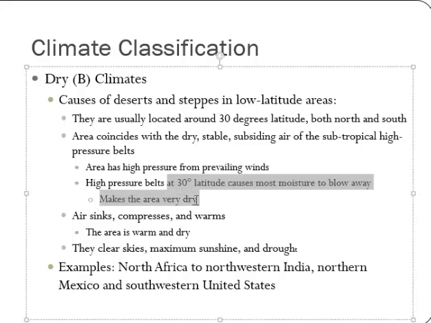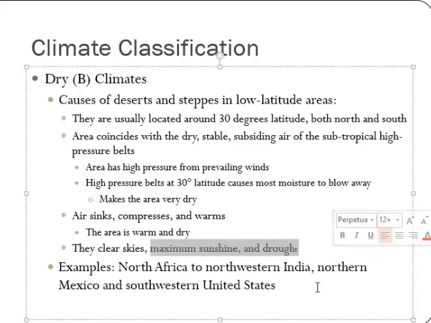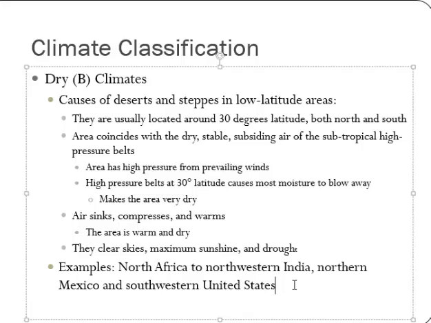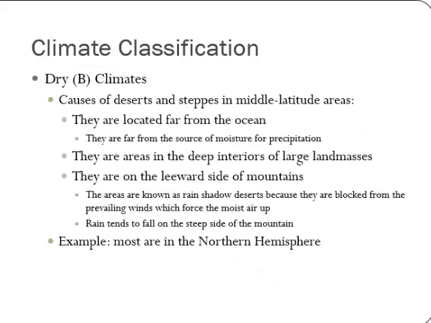So these high-pressure belts cause moisture to blow away and make the area very dry, and therefore the air sinks and warms, because when you have the air blown out of the way, the air from the upper part of the atmosphere falls down, and that tends to lead to areas of very low rainfall. And generally they have clear skies, maximum sunshine, droughts sometimes as well. Examples: northern Mexico, southwestern United States, North Africa, etc.